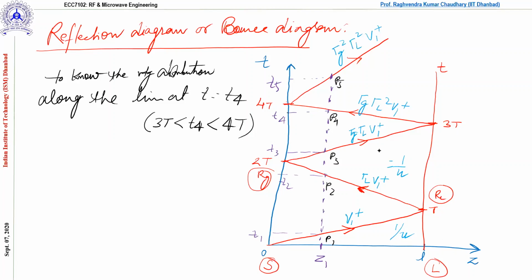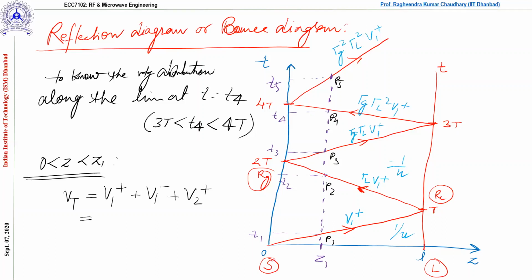Fine. Like if I write here 0 to less than z less than z1, for this, Vt will be V1 plus plus V1 minus plus V2 plus. Fine. So what is that? This is below Z1, up to distance Z1. We can also write in terms of V1 plus only, and this would be V1 plus times 1 plus gamma L plus gamma G gamma L. Fine.